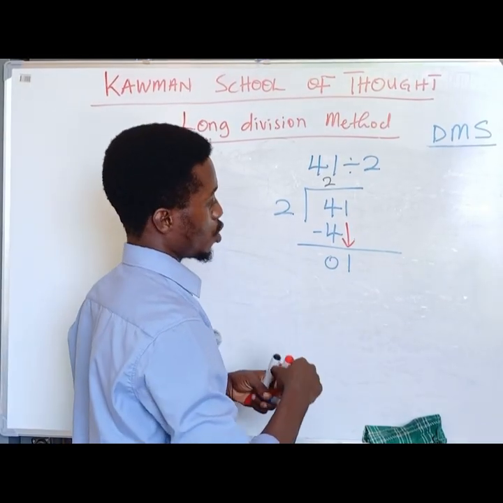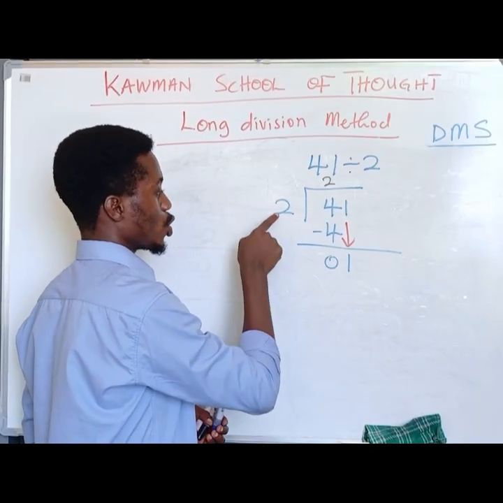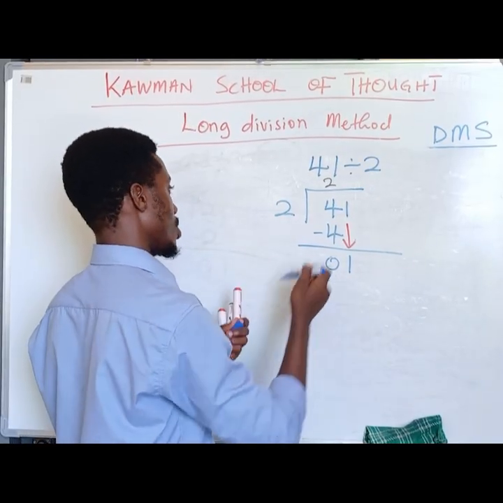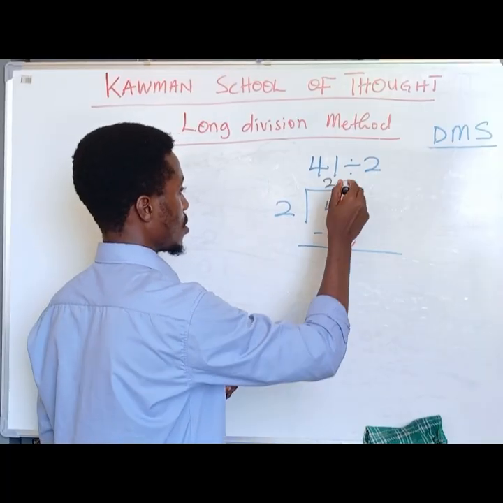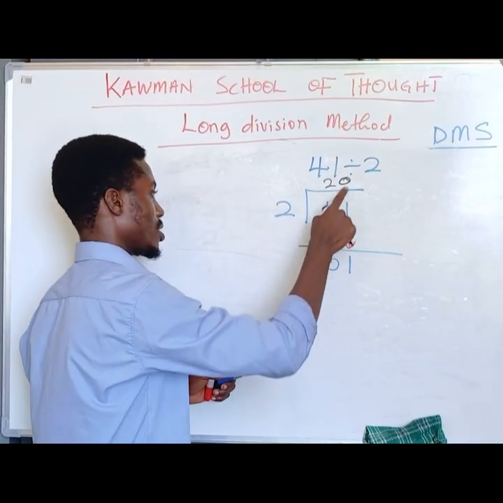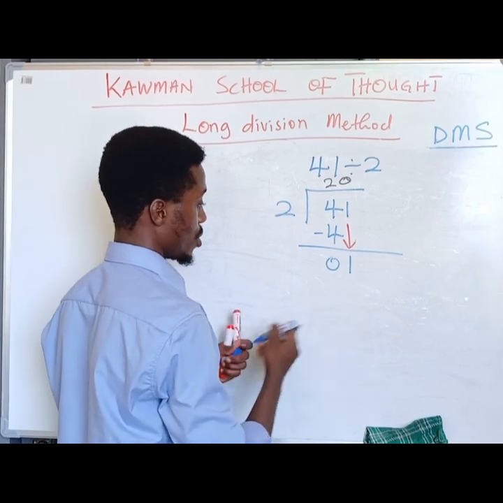Yeah. So we have this one. Then we now what? Divide. Okay. So 2 divides this one how many times? 0 times. Then 0 times 2 gives us what? 0, right? There's 0 here.